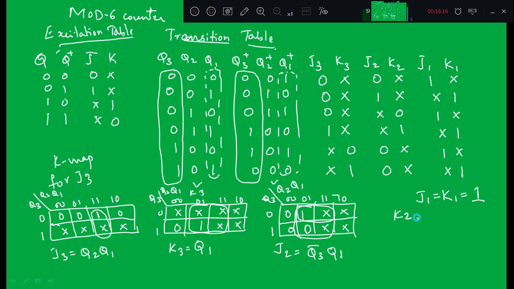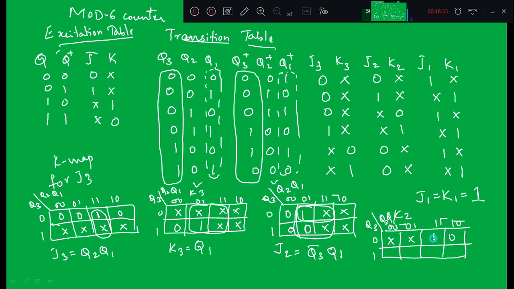And finally we will put a K map for K2. Inputs are Q3 Q2 Q1, 0 0 0 1 1 1 1 0 0 1, right? K2 don't care 0 1, don't care, and this one. So these are the same 4 cells which we combined for K3. So what is K2 expression? K2 is also going to remain same as K3, which is equal to Q1, right?